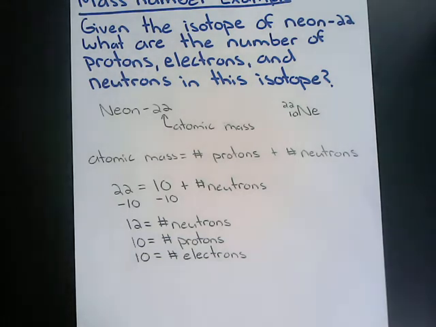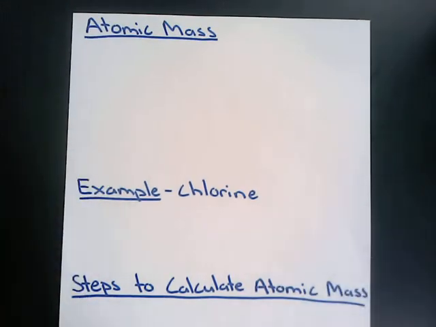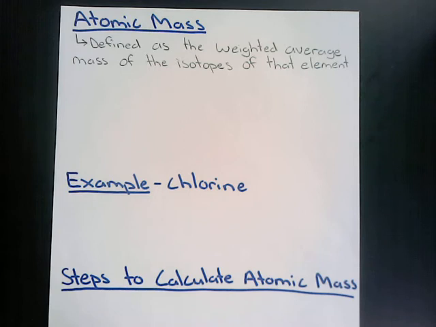Okay, one more major thing that we have to do for these notes, and that is to talk about the atomic mass and go over a brief calculation for how that atomic mass is found. The first thing I want you to think in your mind is that mass number is different than the atomic mass. The atomic mass, by definition, is just defined as the weighted average mass of the isotopes of that element. And this atomic mass is not normally a whole number.